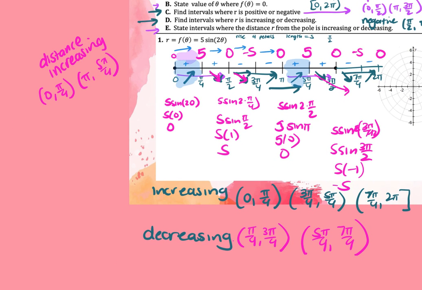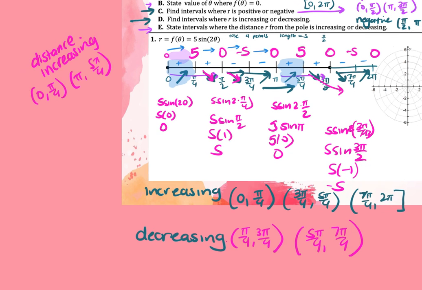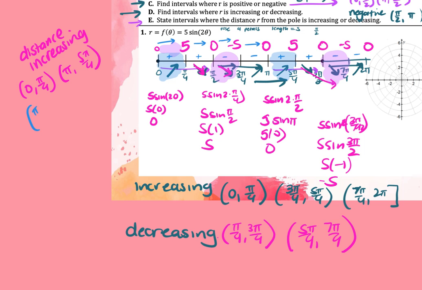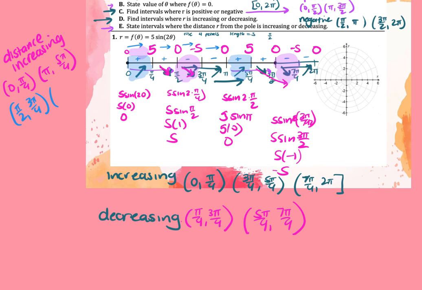Now the distance is also increasing if r is negative and the values are decreasing. So negative and decreasing happens here. And negative and decreasing happens here. So I'm going to add those on. That would be pi over 2 to 3 pi over 4 and 3 pi over 2 to 7 pi over 4.